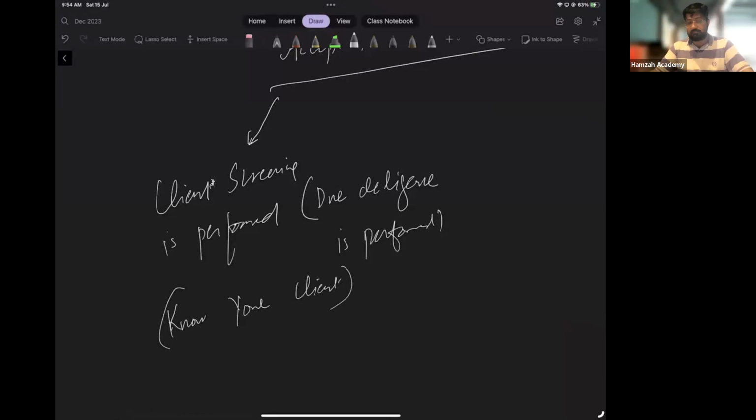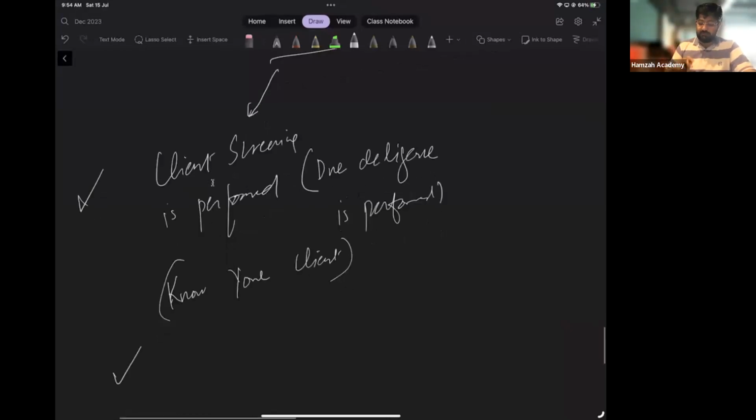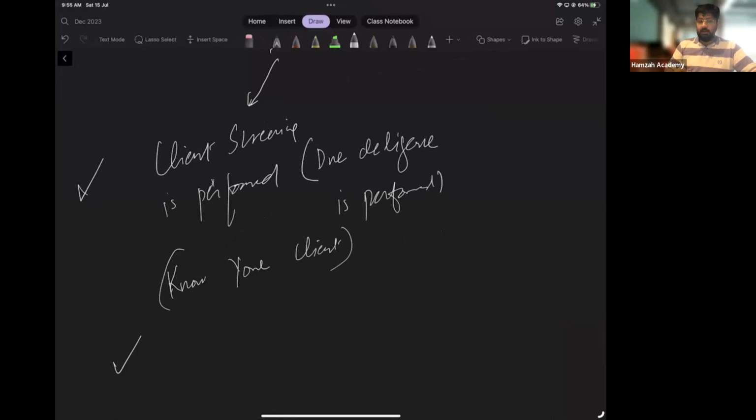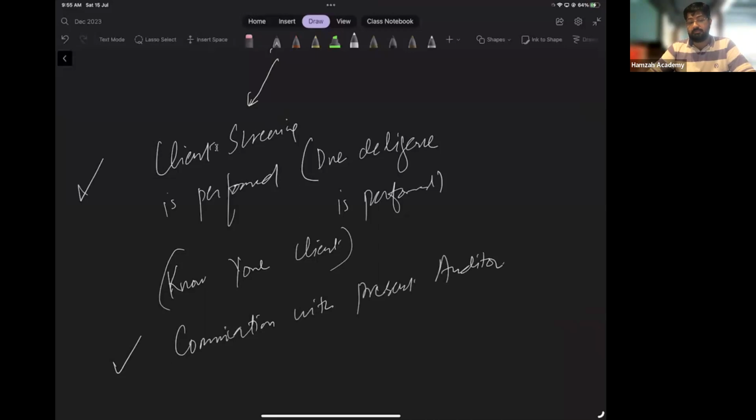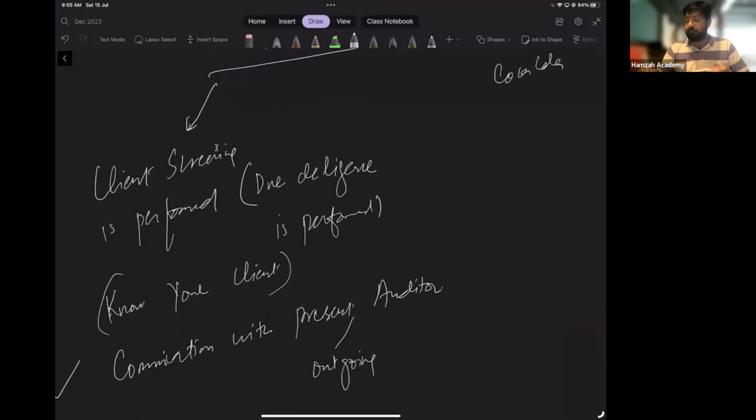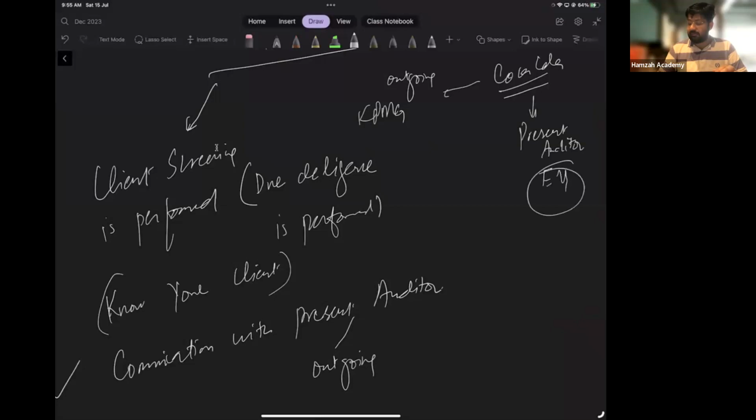Second, we communicate with the present or outgoing auditor. What do we do? We talk to the company. For example, Coca-Cola. Their outgoing auditor is KPMG, and they have a proposed auditor, EY, that you become our auditor.